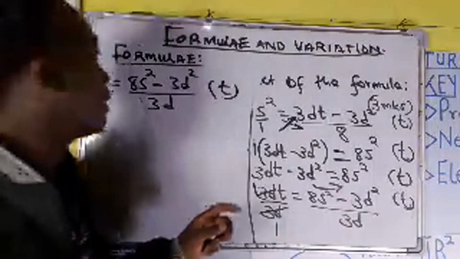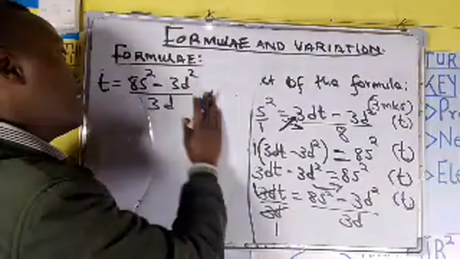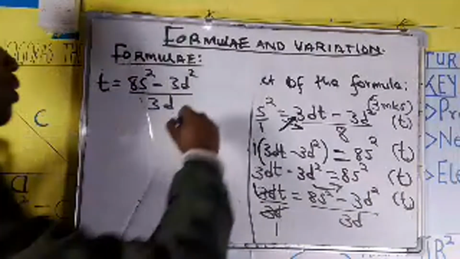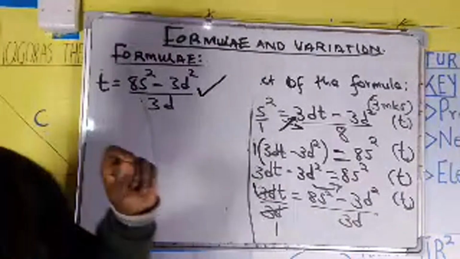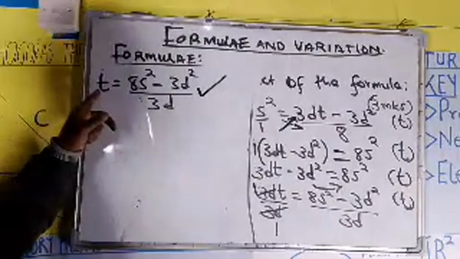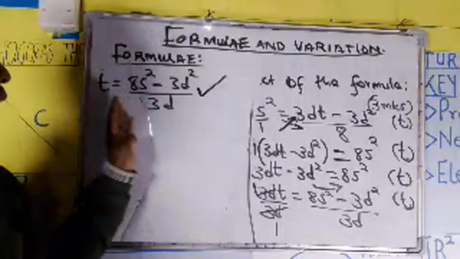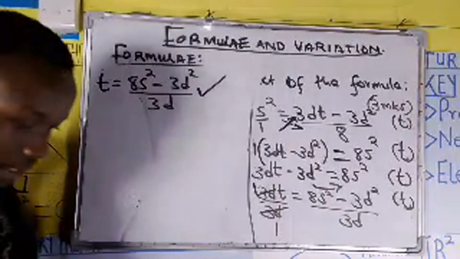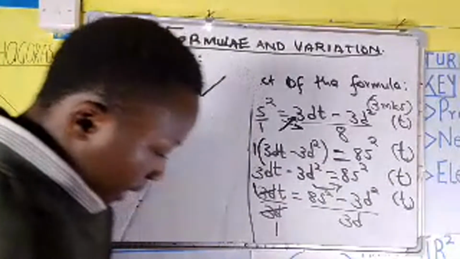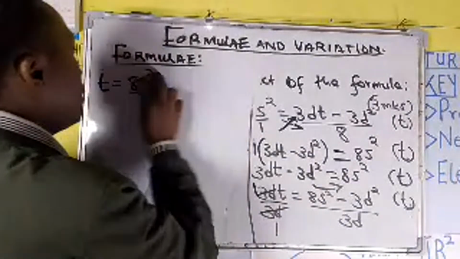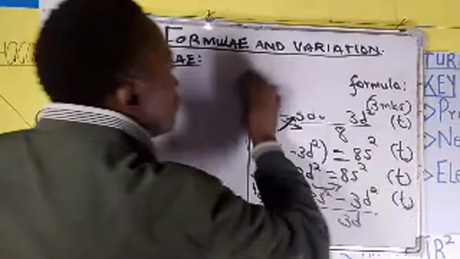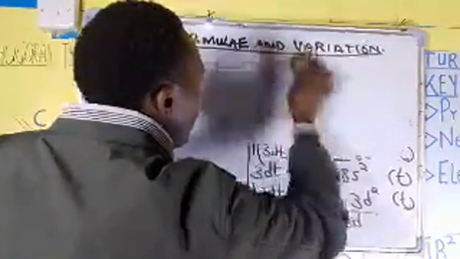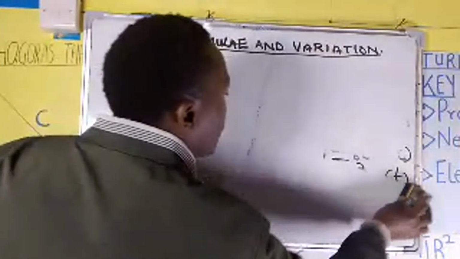We have already made t our subject, so that is the answer. Don't forget that when you are making a letter the subject of the formula, you should not see it on the other side of the equals sign. So now that we are done with that, let's do more and more questions before we start variation.